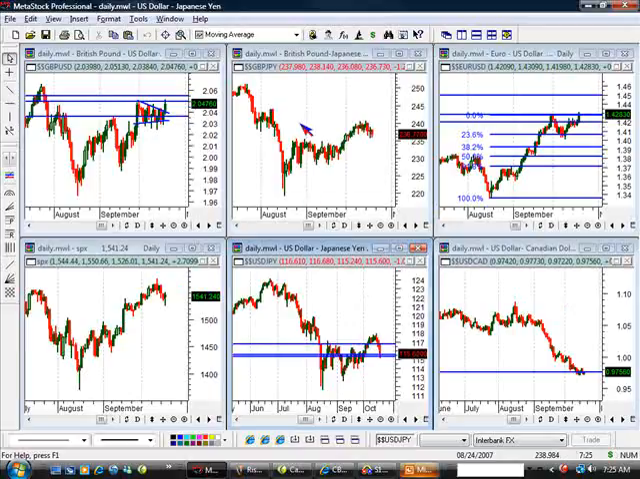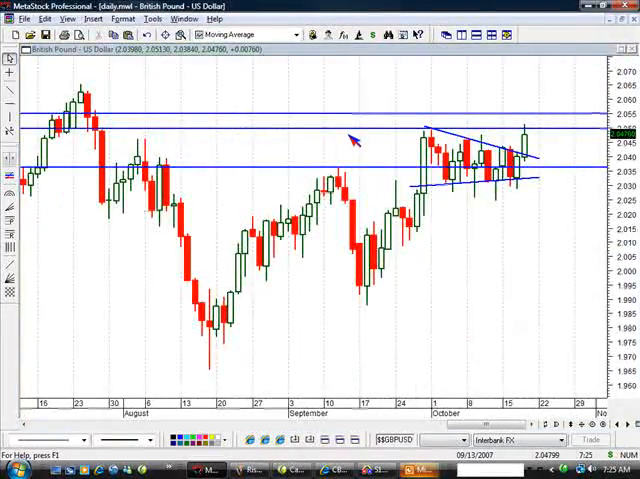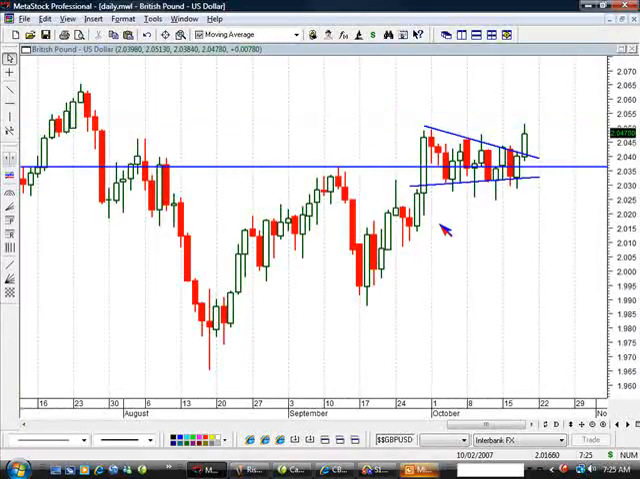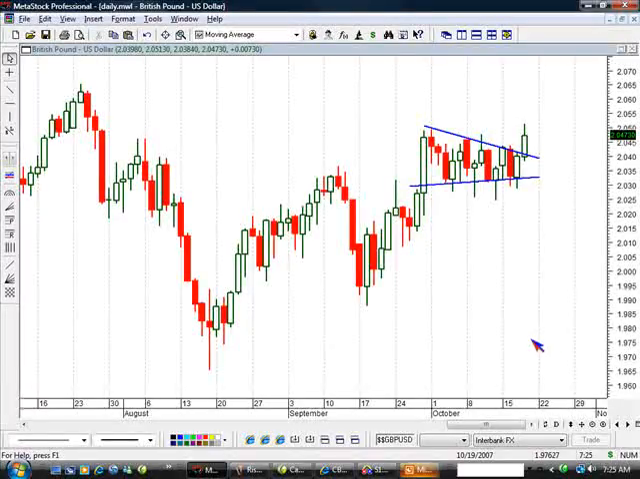I want to pick a good pair. You know what? I'm actually going to do this example on the pound, because I think it's got to be the best one for this. I even wrote a blog post about this yesterday. The pound dollar, hasn't it been interesting? It's got this really tight range. In fact, yesterday I was writing this blog post saying it's got to break out. I mean, we're running out of time here.